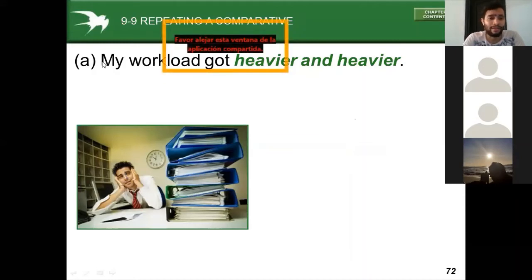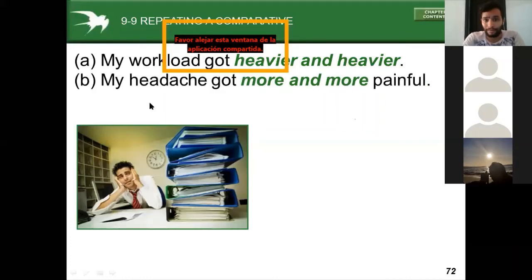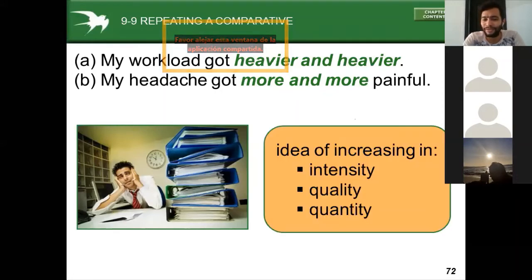Take a look at his face. Now, my workload got heavier and heavier, right? More and more. My headache got more and more painful. So what are we doing here? What is the idea of using double comparative? The idea is to express quality and quantity intensely, right? It's just to make it feel more intense. That's the only thing that you use it for here.